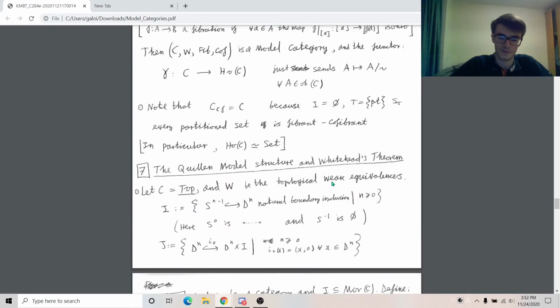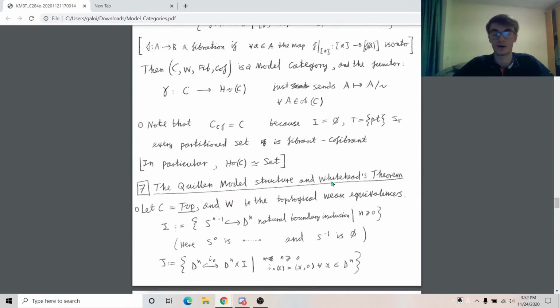So now we're going to talk about the main content of the talk. So we work with topological spaces, and we let W be, as we said, the topological weak equivalences. So the continuous maps which produce isomorphisms in all higher homotopy groups. And we want to put a model structure on this category where W is the weak equivalences.